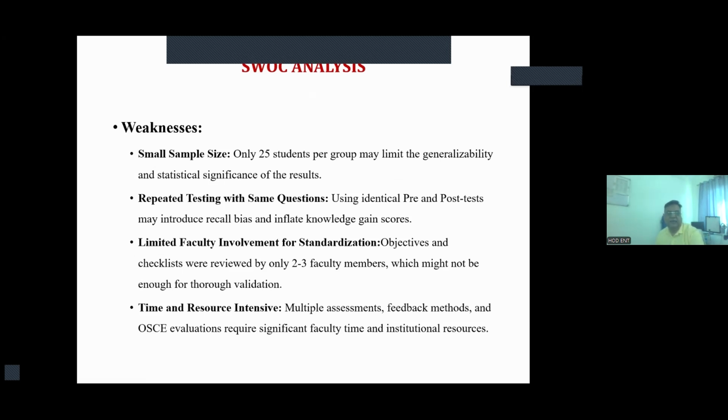Weaknesses: small sample size, repeated testing with the same questions in the pre- and post-test, limited faculty involvement for standardization, as only 2 to 3 faculty members were used in the present study, and time and resource intensive. Multiple assessment, feedback methods, and OSCE evaluation require significant faculty time and institutional resources.